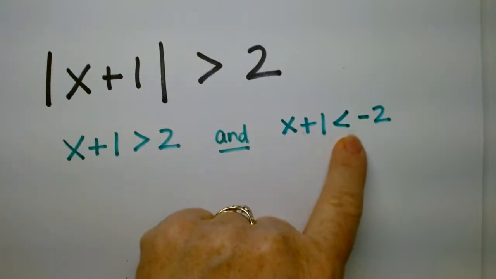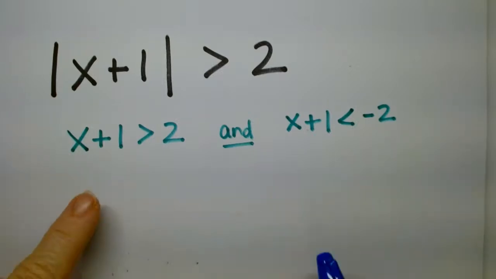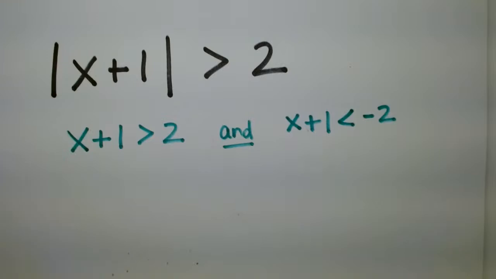If it was negative, it becomes positive. So you flip the sign. Okay, all right, so what do we do with that? Now we have 2 equations to solve. So let's solve this one.